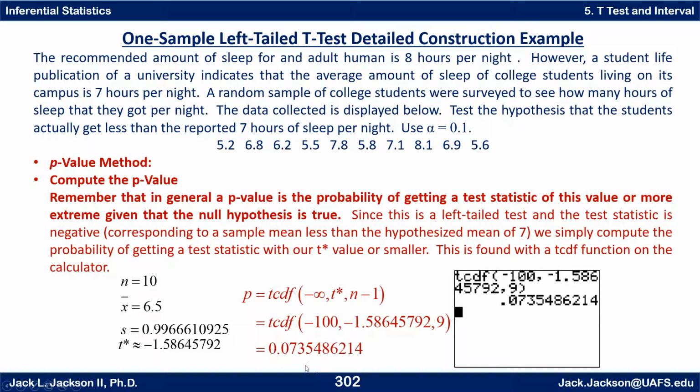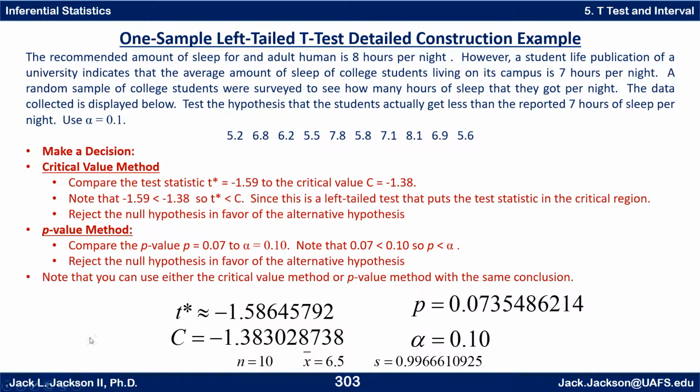That's a p-value. And now we compare the p-value directly to the alpha. Alpha is 0.1, p is 0.07, p is less than alpha. We reject the null hypothesis. So once again, we make a decision.